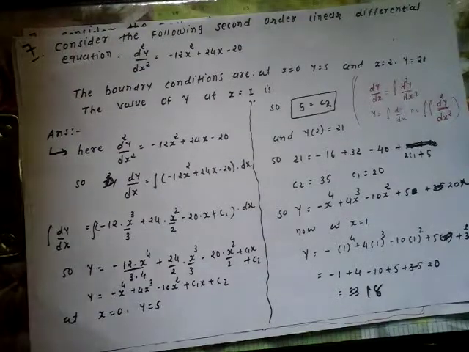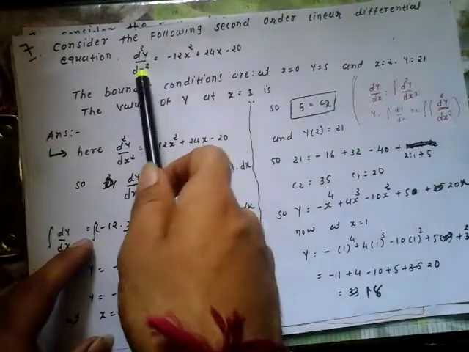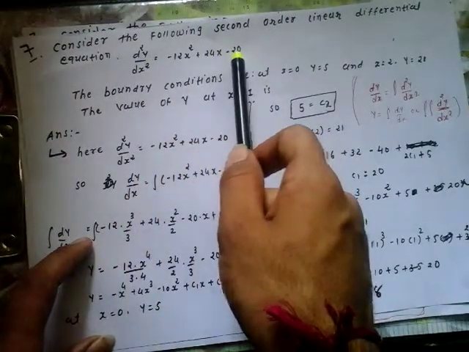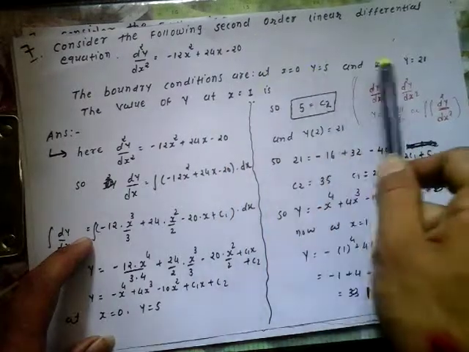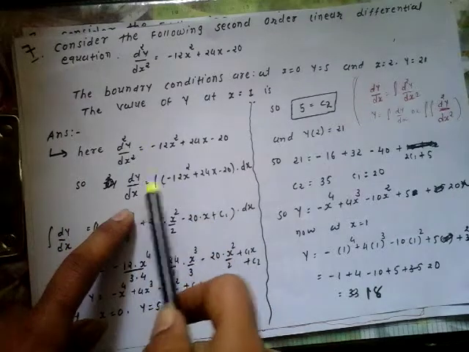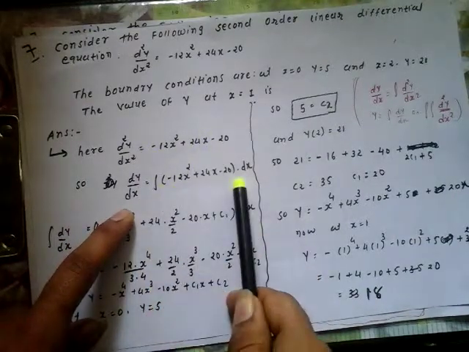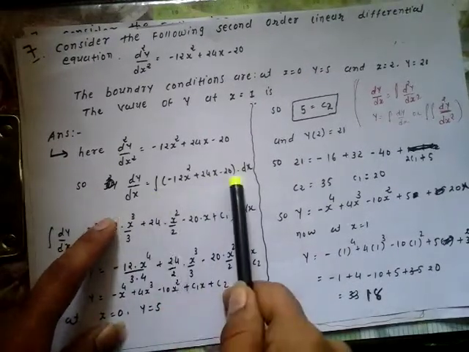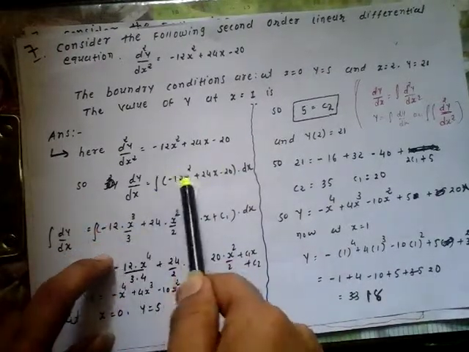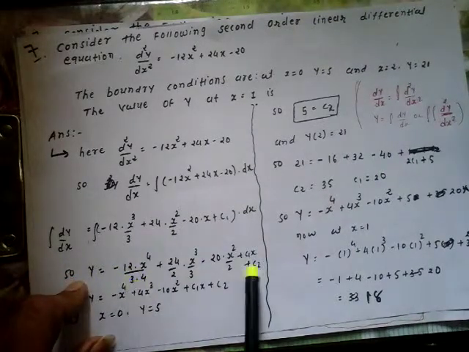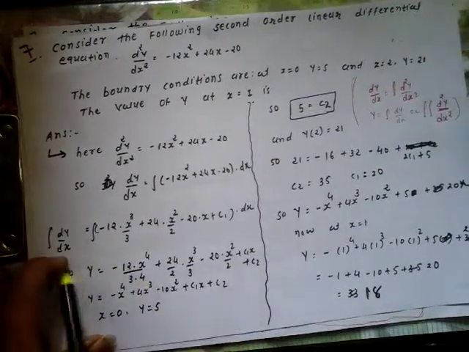Another is a simple example of integration. Here it is said that d square y by dx square is equal to minus 12x square plus 24x minus 20. A condition is also given. We know that integration of d square y by dx square will be dy by dx. So here the equation is given, so we can find the integration. So we get dy by dx, and further integration of dy by dx gives y, and so we will find y as this equation.